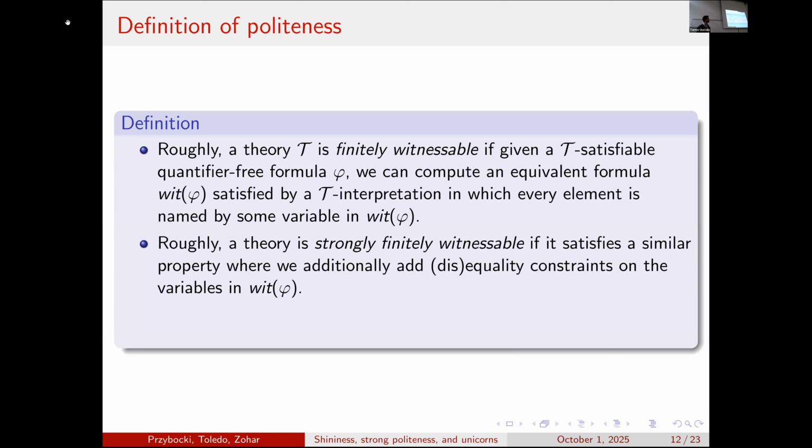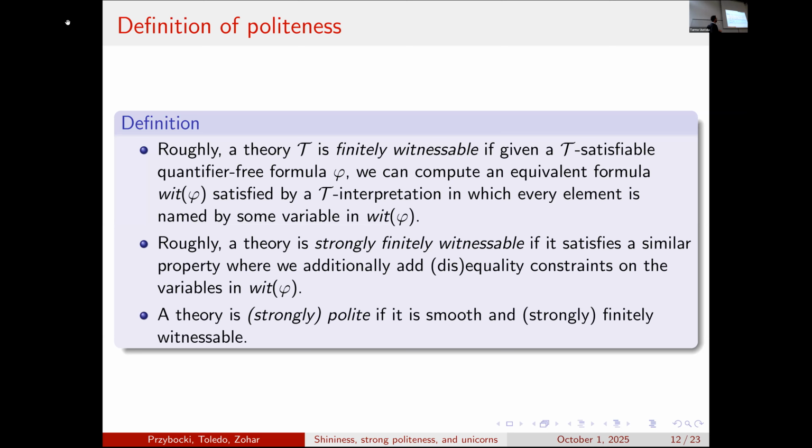And roughly, a theory is strongly finitely witnessable if it satisfies a similar property where we additionally impose equality and disequality constraints on the variables in wit(φ), and we require that it satisfies the same conditions subject to these equality constraints. Then we'll say that the theory is strongly polite if it's smooth and strongly finitely witnessable. Similarly, we'll say it's polite if it's only finitely witnessable and smooth.